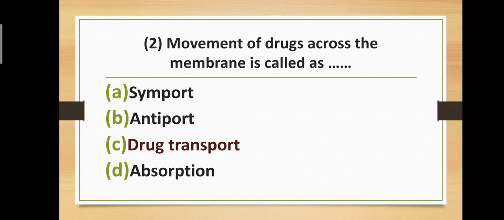Question number second. Movement of drugs across the membrane is called as option A symport, option B antiport, option C drug transport, and option D absorption. So correct answer is option C drug transport. Movement of drugs across the membrane is called as drug transport.